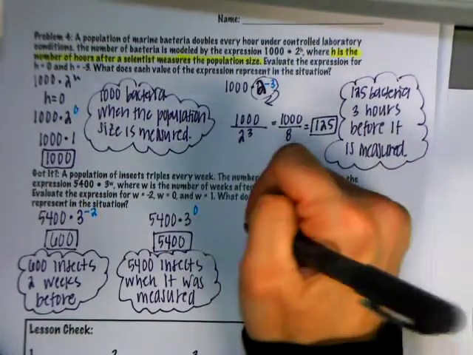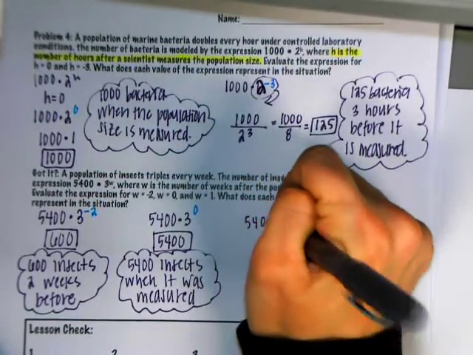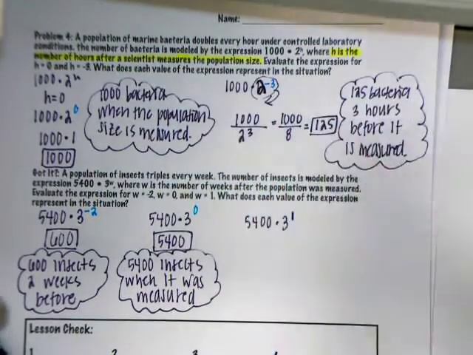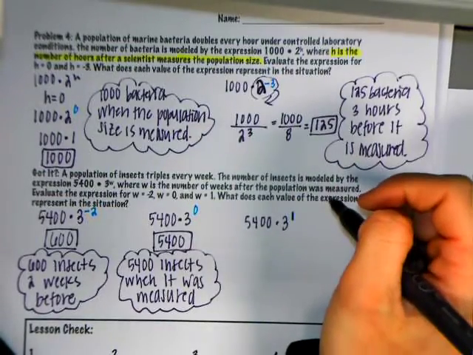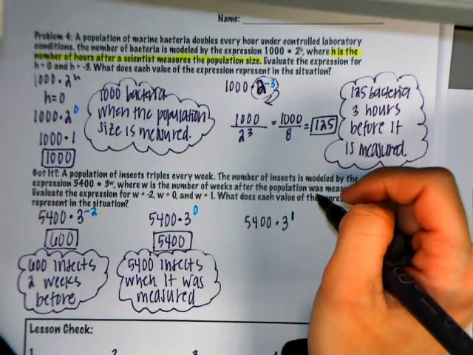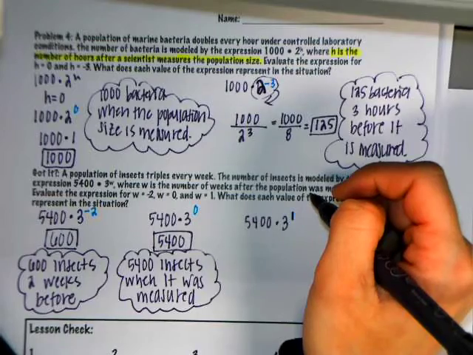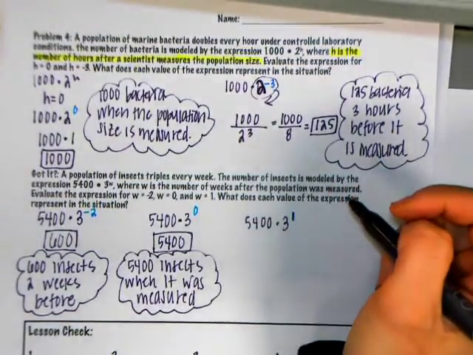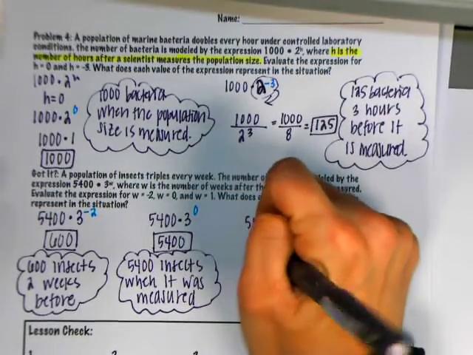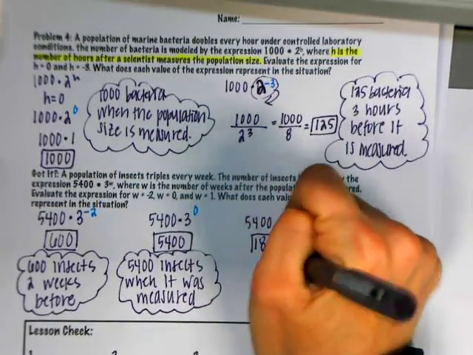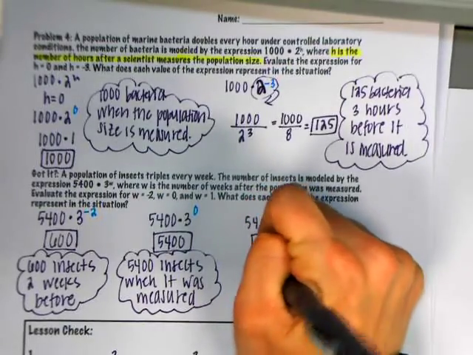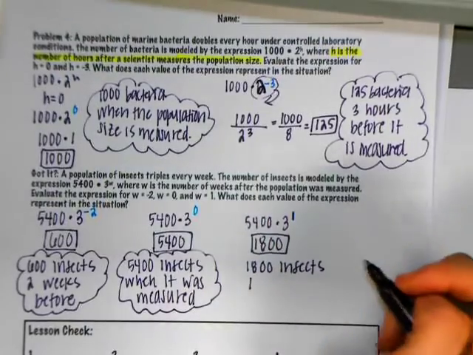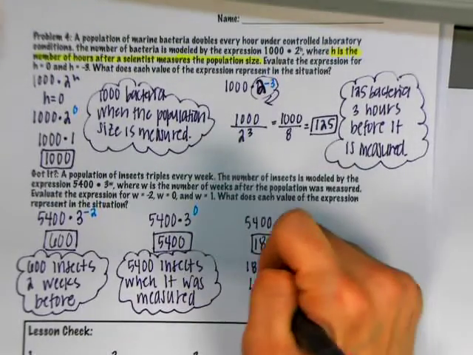And the last one is 1. 5,400 times 3 to the first power. So what do you guys get for that? 1,800, yeah. So 1,800 insects 1 week after.